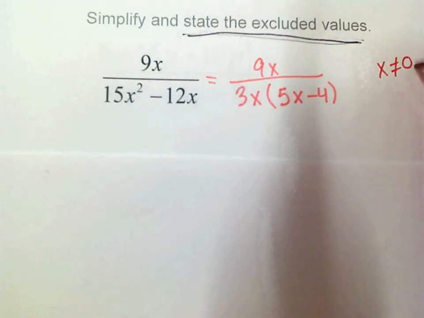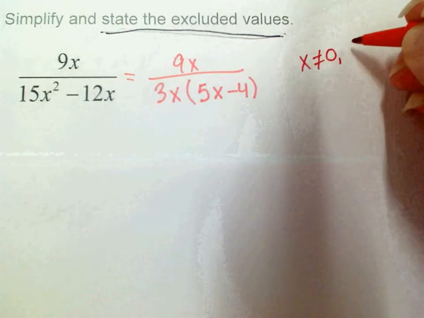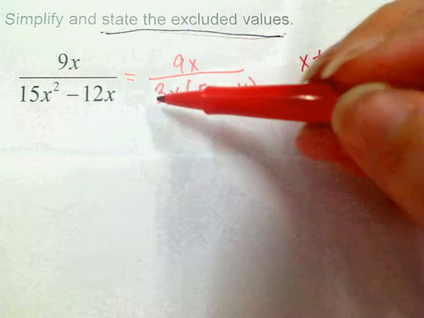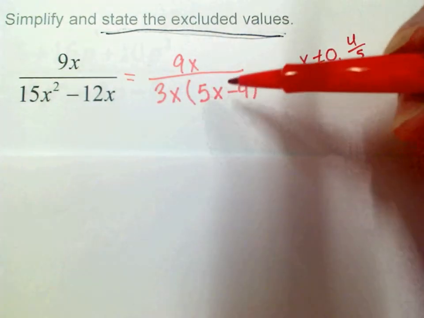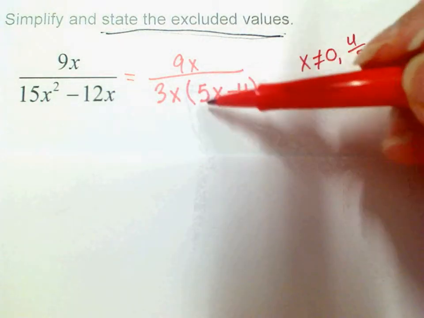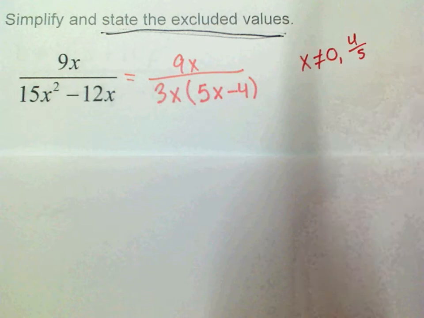And? Positive 4/5. 3 times 0 gives me 0, and if this is a 4/5, you can do the reverse bottoms up and put the 5 down here, and the opposite of negative 4/5 is positive 4/5, right? Or just set it equal to 0 and solve. But anyway, now we need to simplify.